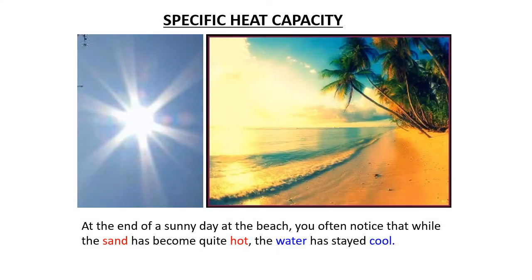So the concept of specific heat capacity is this: on a sunny day, the sun is providing heat to both water and sand at the same time, but the temperatures of water and sand are different from each other. This is because of the different materials. Each material, each particle has a different capacity to absorb heat. This is what is called the specific heat capacity.